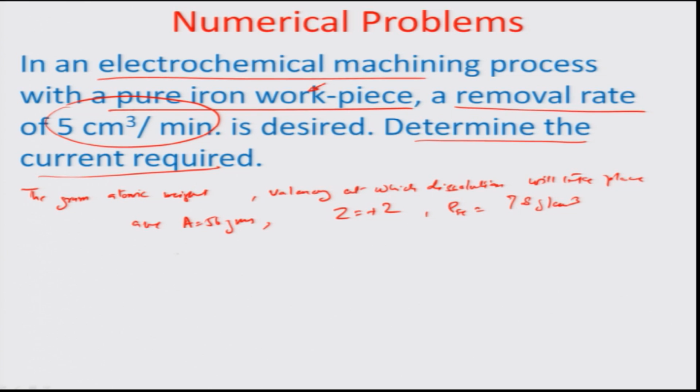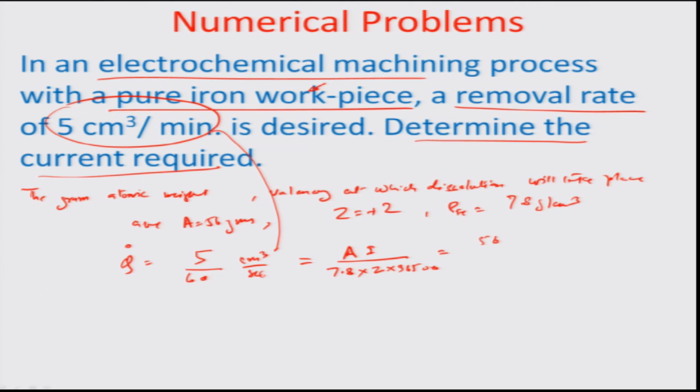So having said that, if I just use the expression for Q dot, the volume removal rate, which in centimeter cube per second is 5 by 60 centimeter cube per second. Obviously this minute needs to be converted, that is why the 60 term. So this is equal to the atomic weight A times I, the total amount of current which flows into the electrochemical system, divided by the density, which is 7.8 in this particular case, times the valency times Faraday constant 96,500.